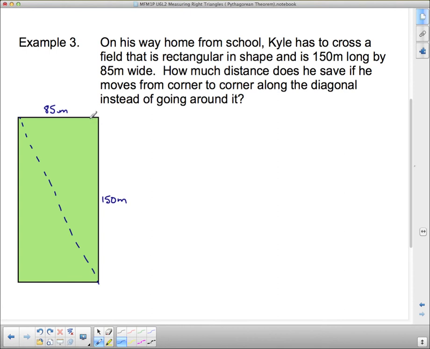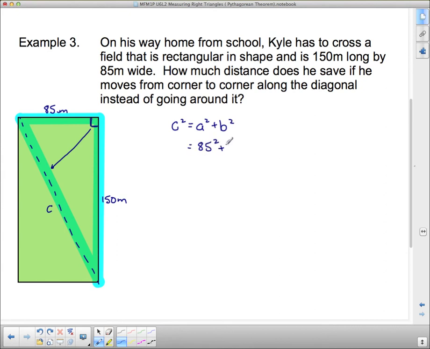Well, all of these are square corners. So this square here points the way to a hypotenuse in a triangle. And if you don't see a triangle, I'm going to show you the triangle right now. Here's our triangle. Half of a rectangle makes up a triangle. So there's our right angle triangle. And what we're trying to find here is the hypotenuse, which we call C. So we go C squared equals A squared plus B squared. And that's 85 squared plus 150 squared.